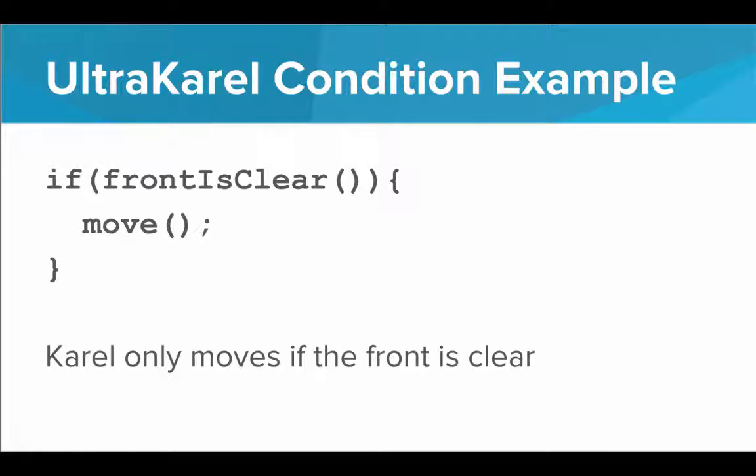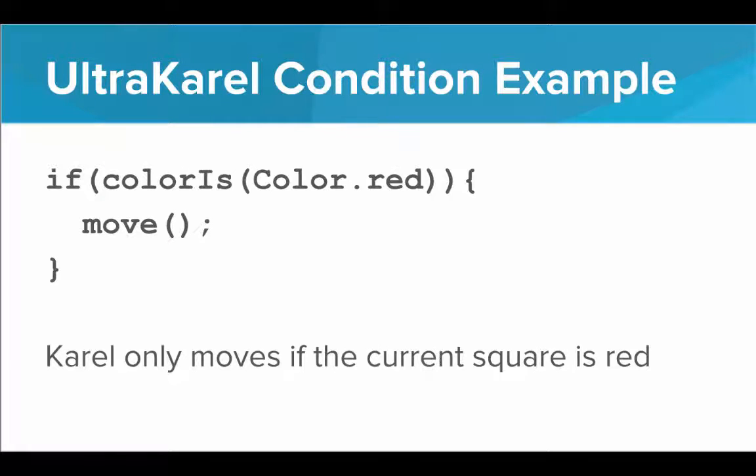So here's a classic Karel condition example. If front is clear, move. So with this code, Karel will only move if the front is clear. Here we see an example of using the color is condition. If color is color.red, then move. So in this case, Karel will only move if the current square is red. If Karel is standing on red, then Karel will move.